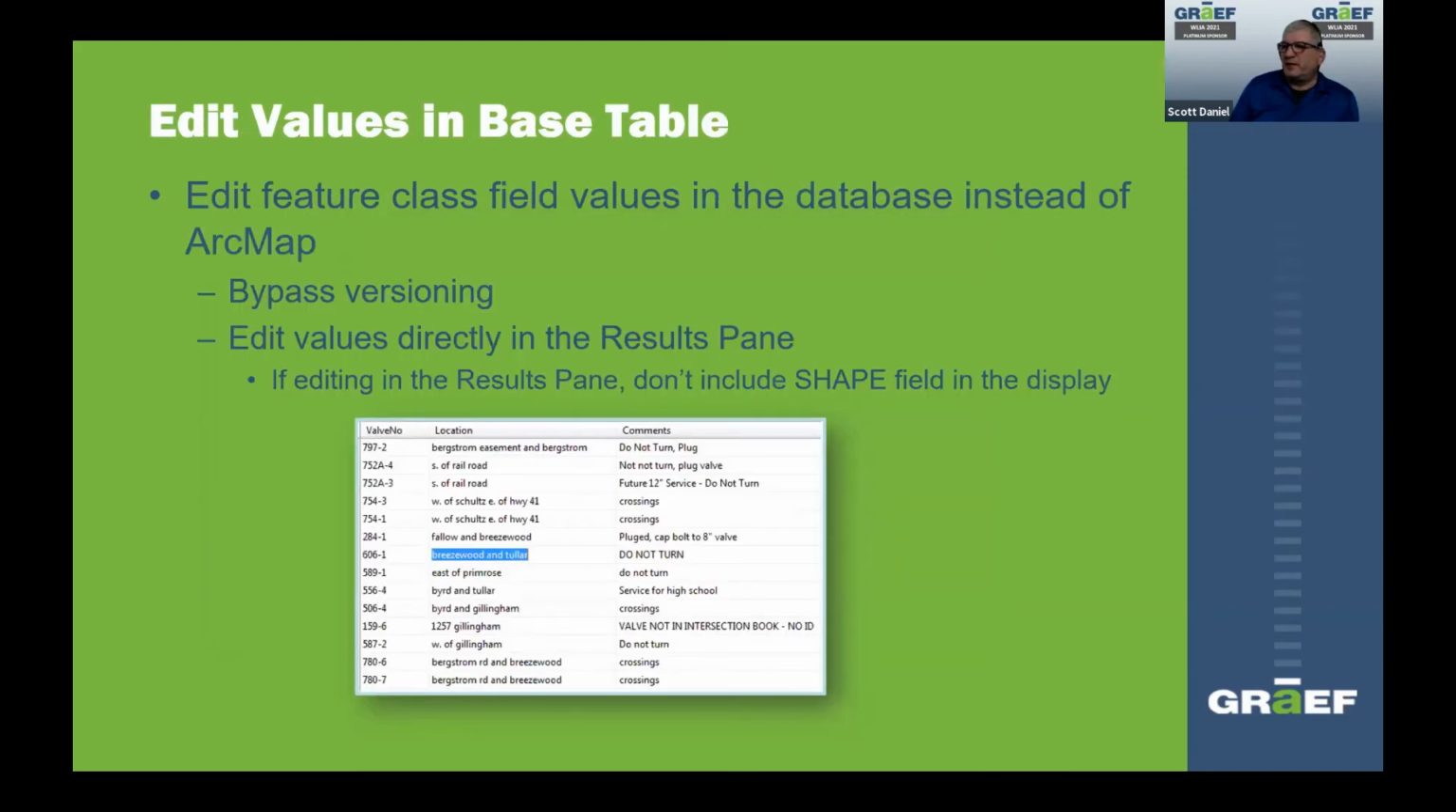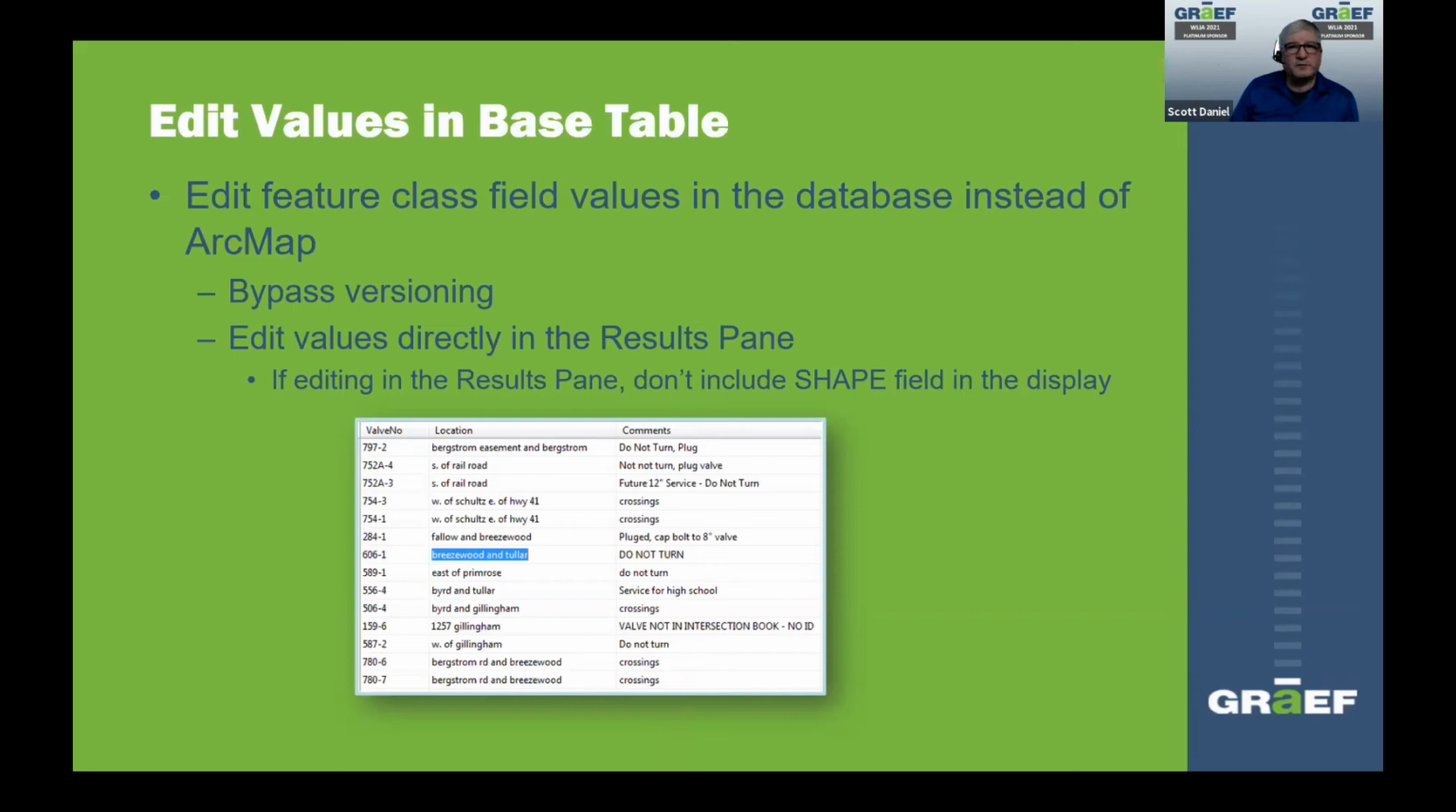Edit values in the base table. So you have a feature class. Instead of going into ArcMap and using the calculate thing and having to turn on editing, if you're in the database, you know exactly what you need to do. You can just open up that table and edit those values directly. When you're doing editing in the results pane, you can't include the geometry field, the shape field. Otherwise, your update won't work. So all you have to do is just remove that field from your results view, and you can edit away.